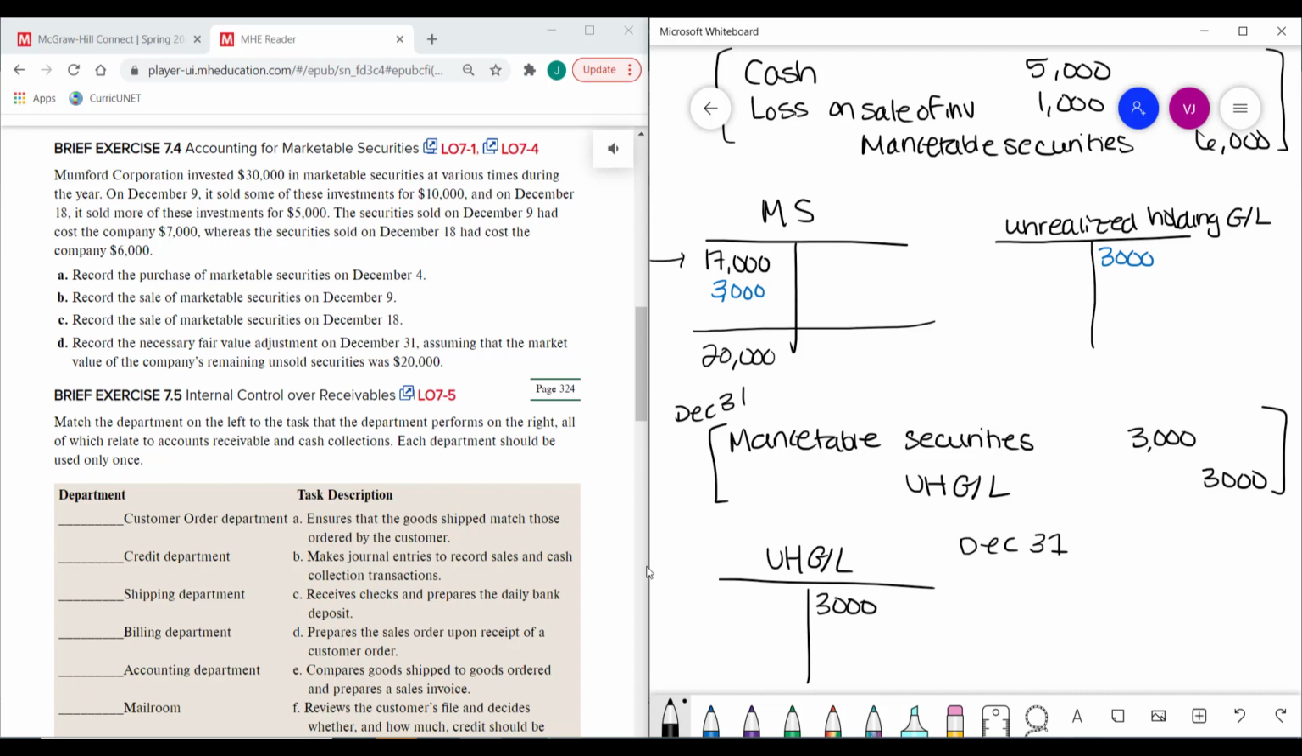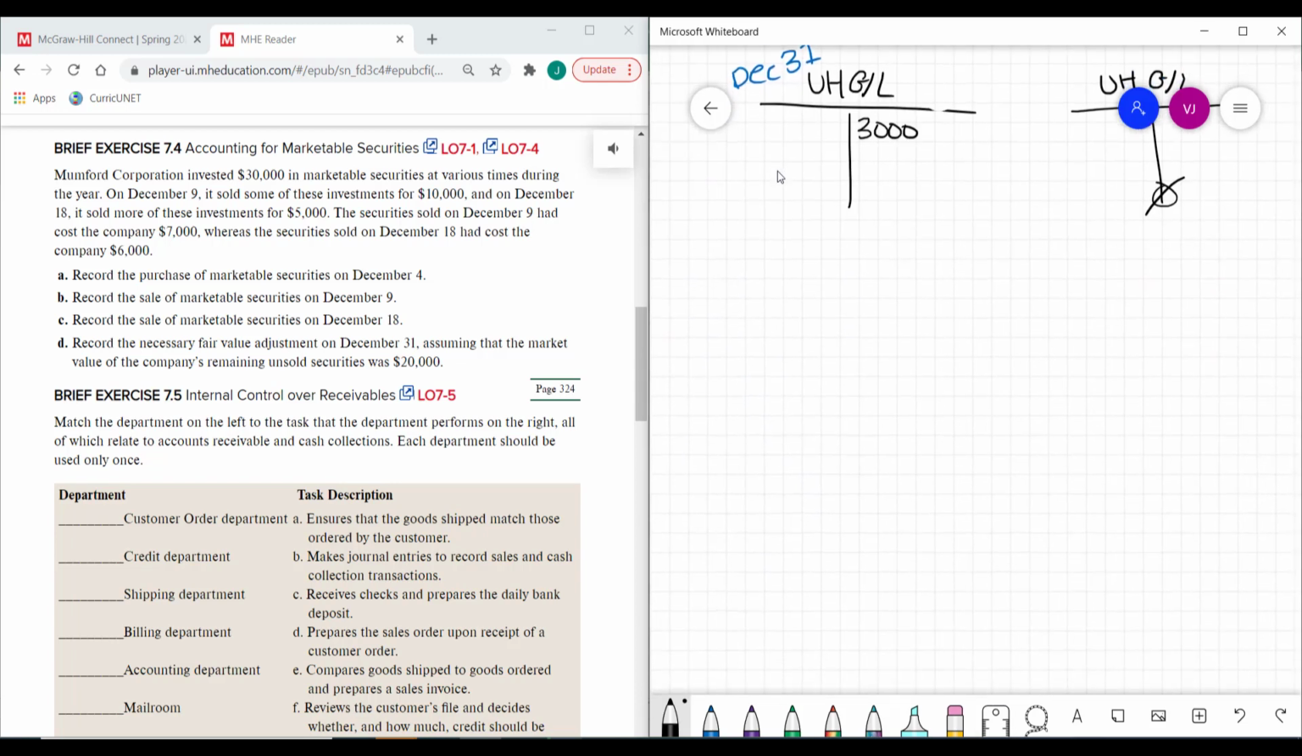So before we hit January 1st, we're going to close this account to income summary like we would any other expense. So on December 31st, let me label that here. On December 31st, that's your balance, but on that same day, you'll close it to income summary. So by the time we hit January 1st, what should you have in that account? You should have nothing. So you're going to start that new year clean. Okay, so that's it for 7.4.